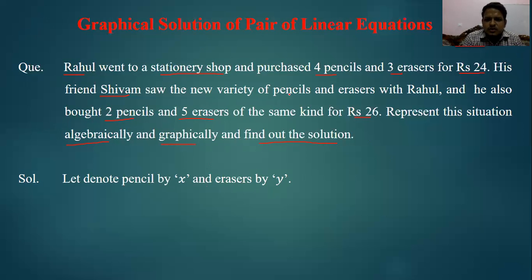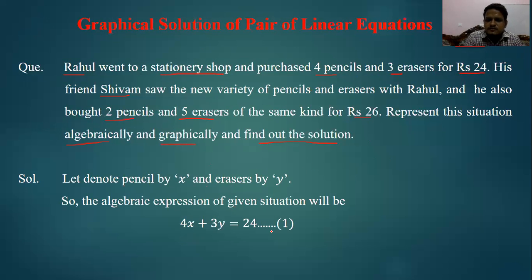It means the cost of pencils that he spent will become 4x, and the cost of erasers that he spent will become 3y, and 4x plus 3y will become 24, because he totally spent 24 rupees for 4 pencils and 3 erasers. So like that we will get the first equation.